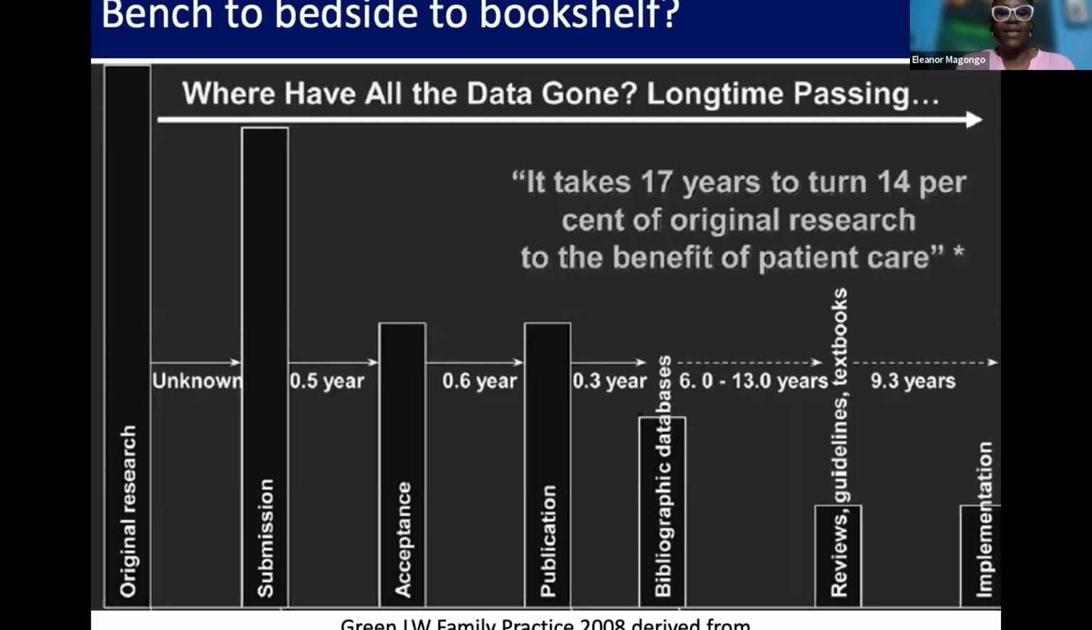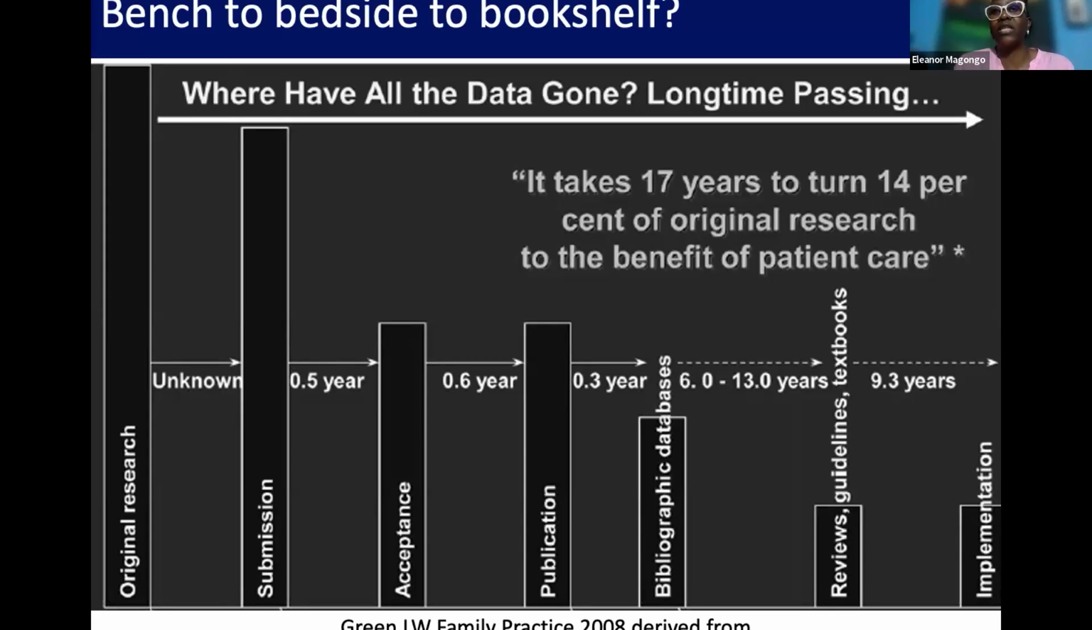And this is a study by Green and colleagues, and it shows us how long it takes to move from original research into implementation. It's estimated that it takes 17 years to turn 14% of original research to the benefit of patients.